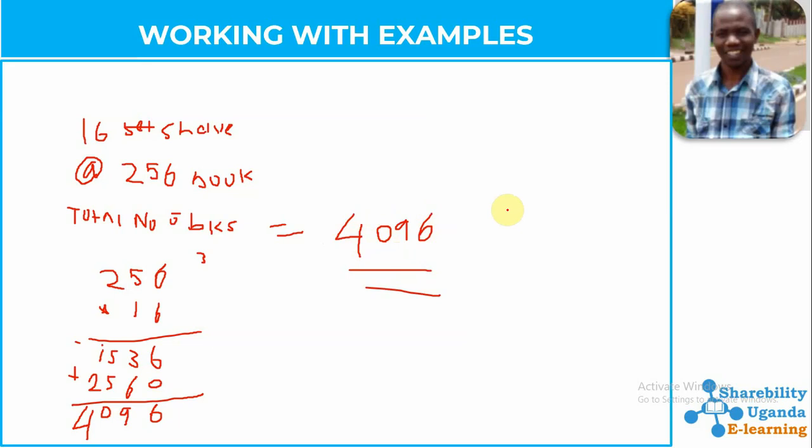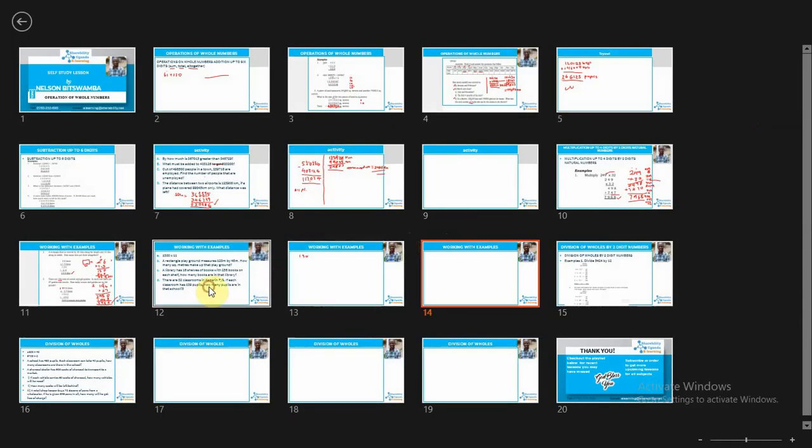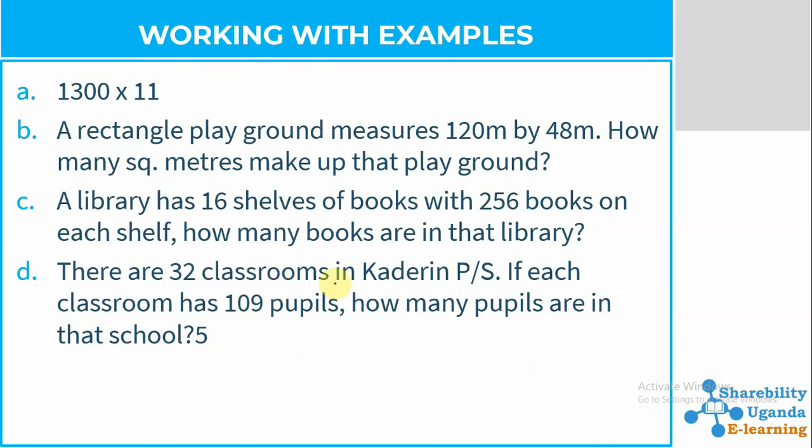Let's look at another question and see what it wants. In the next question, they are telling us that we have 32 classrooms.